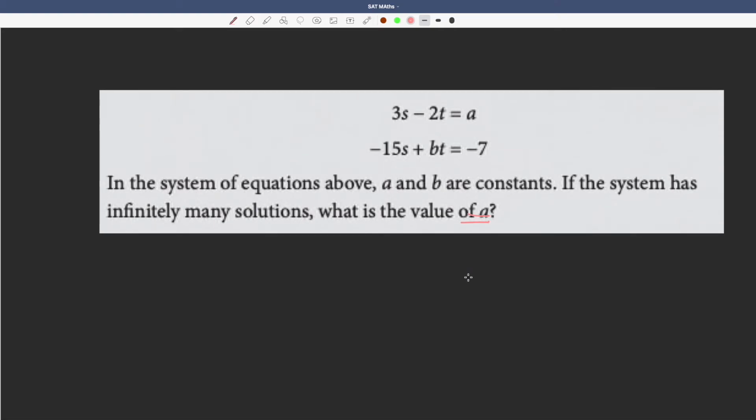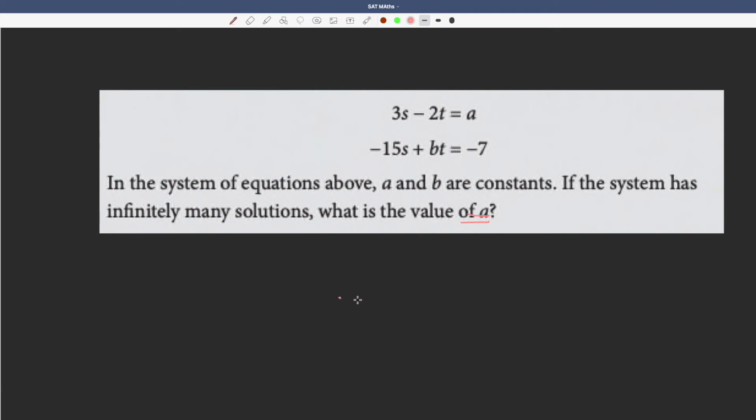Alright, so as we said before, if a system of linear equations has infinitely many solutions, then the two equations must be equivalent, which means they are the same. Since the two equations are presented in the same form, we can conclude that the second equation must be equal to the first equation multiplied by a constant. Since the coefficient of s in the second equation is negative 5 times the coefficient of s in the first equation, we can multiply the first equation by negative 5 on both sides.